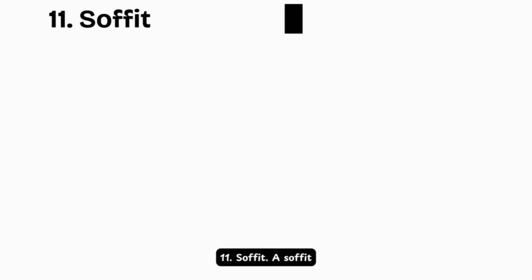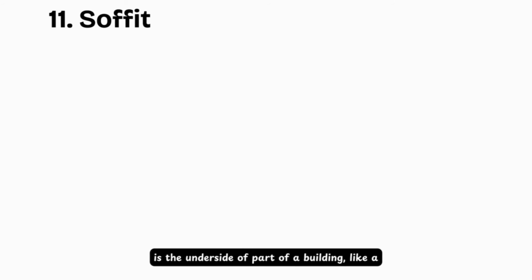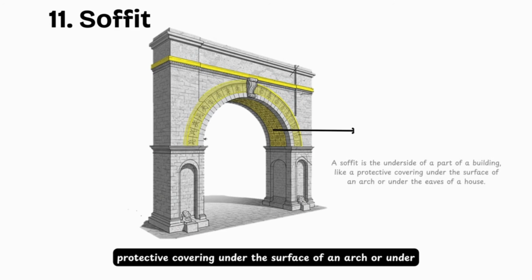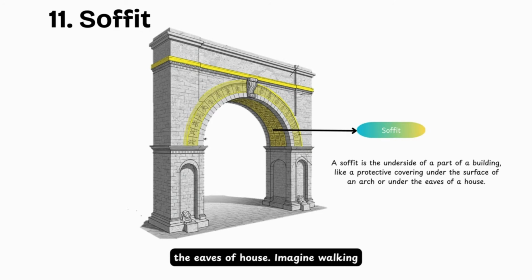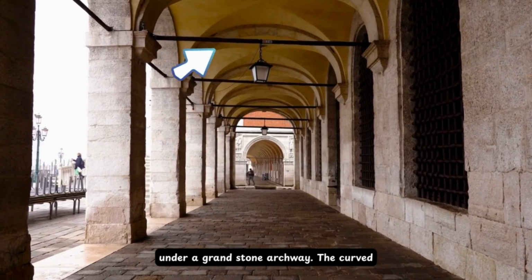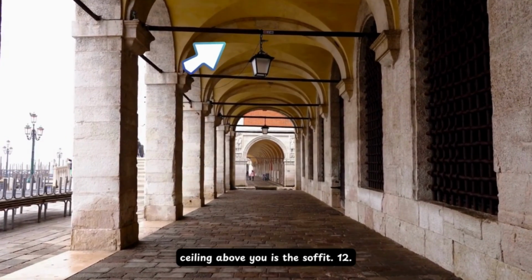11. Soffit. A soffit is the underside of a part of a building, like a protective covering under the surface of an arch or under the eaves of a house. Imagine walking under a grand stone archway. The curved ceiling above you is the soffit.